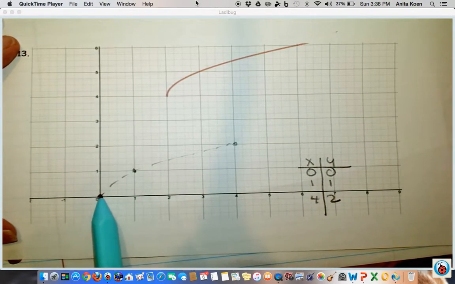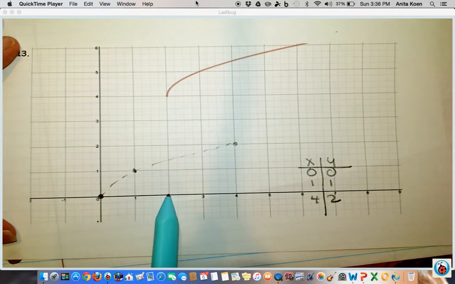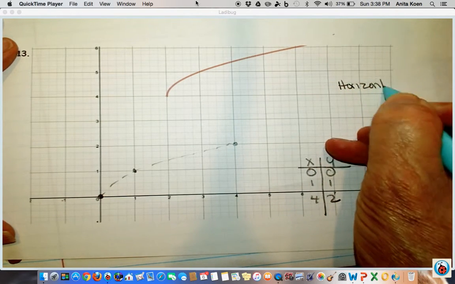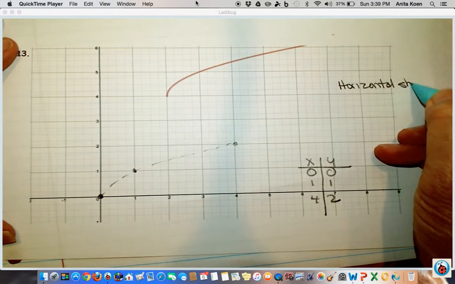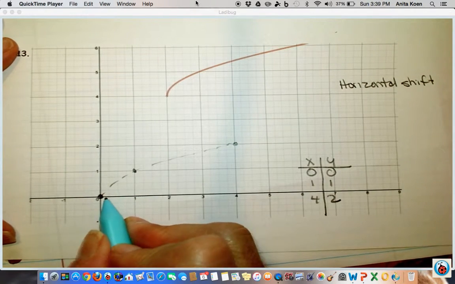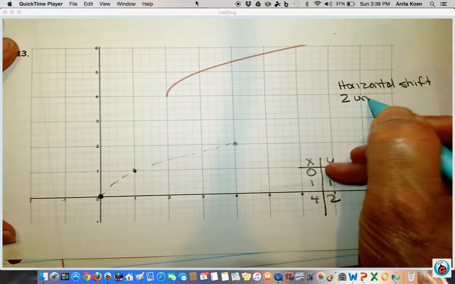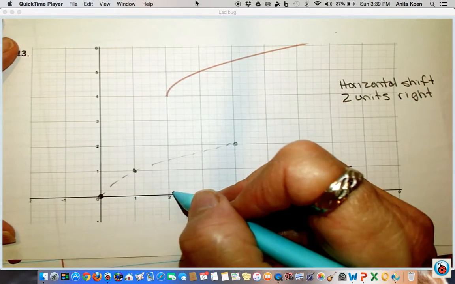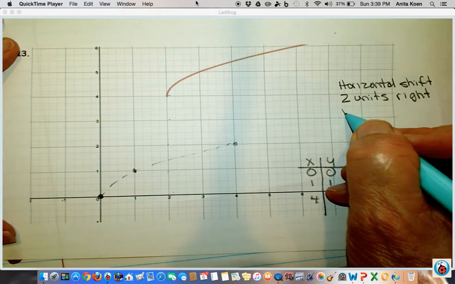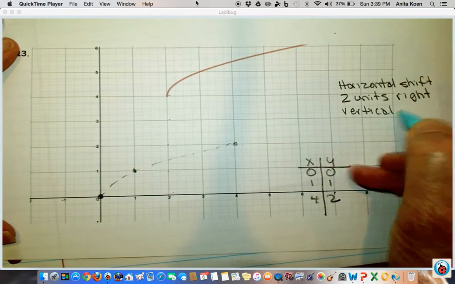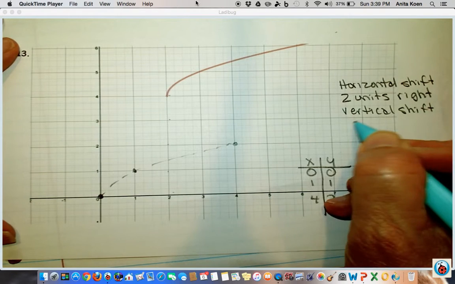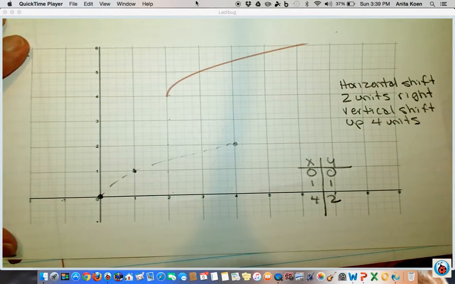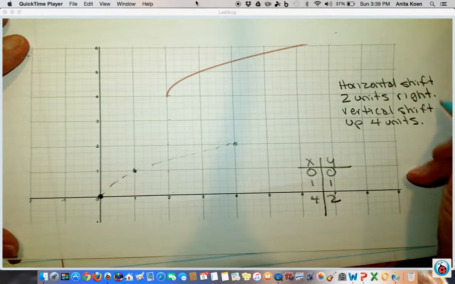Alright, so the first thing I'm going to do is look to see where it's shifted. 1, 2. That's a horizontal shift two units to the right, and it's gone 1, 2, 3, 4 up. That's a vertical shift up 4 units. Okay, so that's your first two transformations.